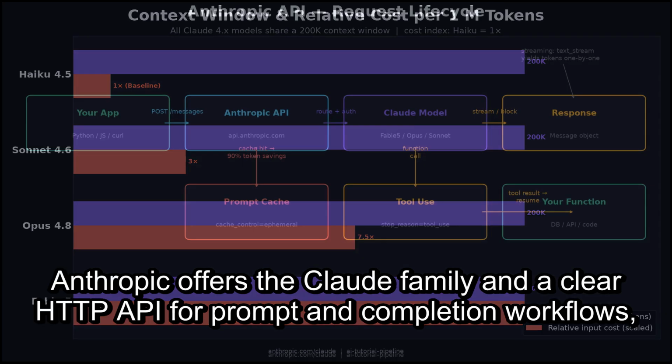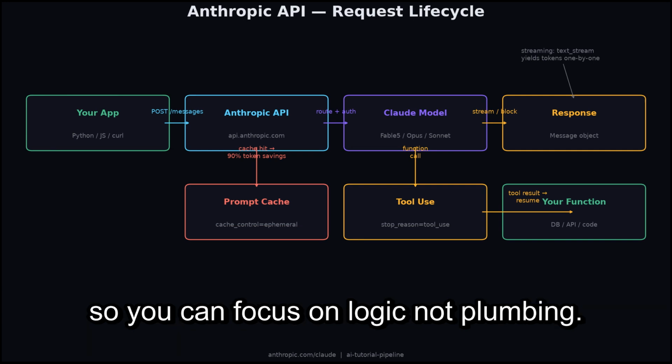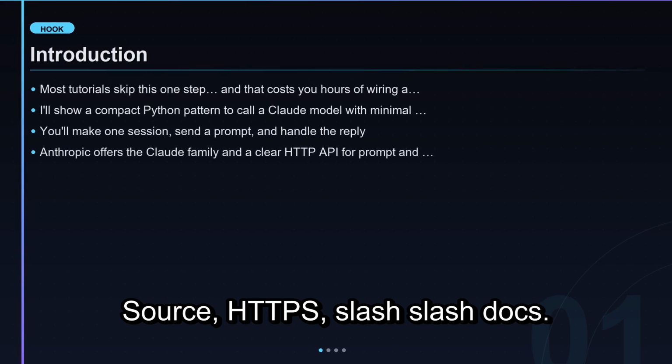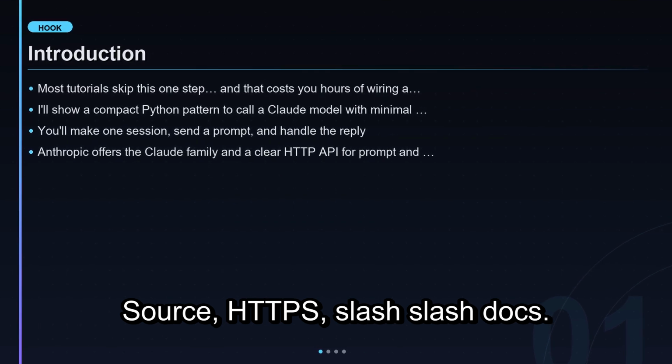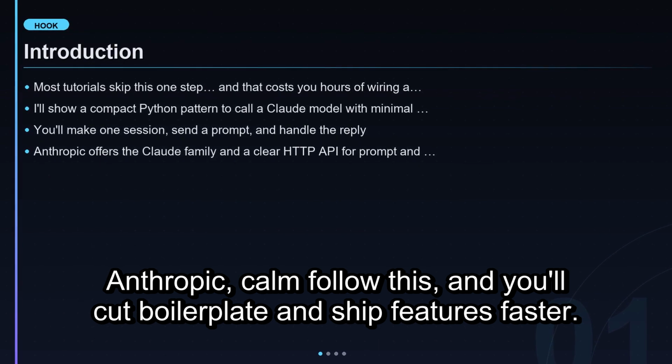Anthropic offers the Claude family and a clear HTTP API for prompt and completion workflows, so you can focus on logic, not plumbing. Source: https://docs.anthropic.com. Follow this, and you'll cut boilerplate and ship features faster.